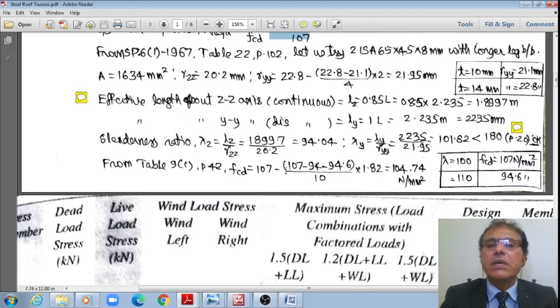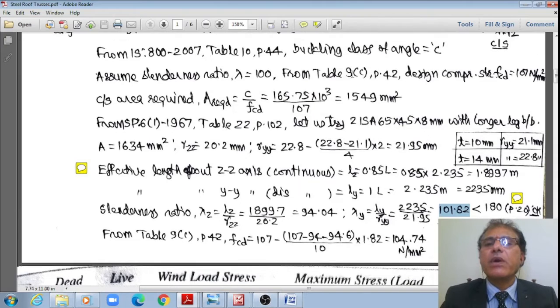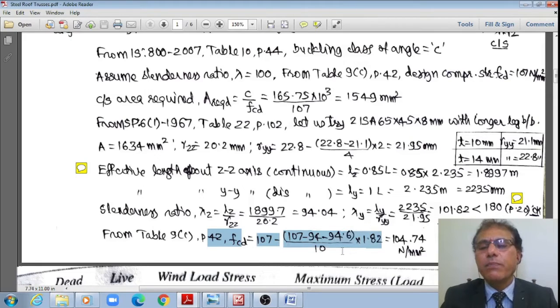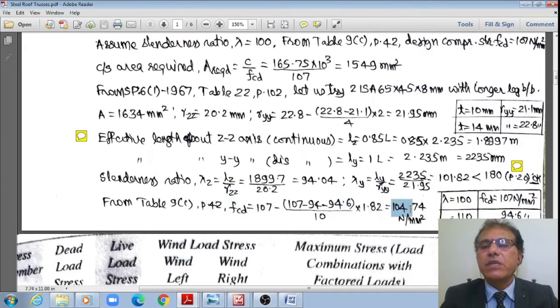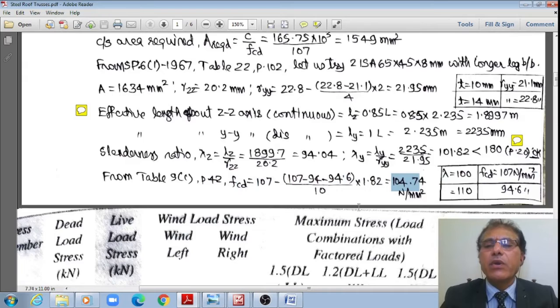Now that I have lambda equal to 101, once again I'll go to the same previous table that I have shown, Table 9c. For slenderness ratio lambda equal to 80, I have fcd equal to 107.94, as just shown. Similarly for 110 I have 94.6. Therefore the design compressive stress is interpolated as 107.94 minus 94.6 over a difference of 10. Therefore, over a difference of 1.82, how much is it? It works out to 104.7 Newton per mm square.